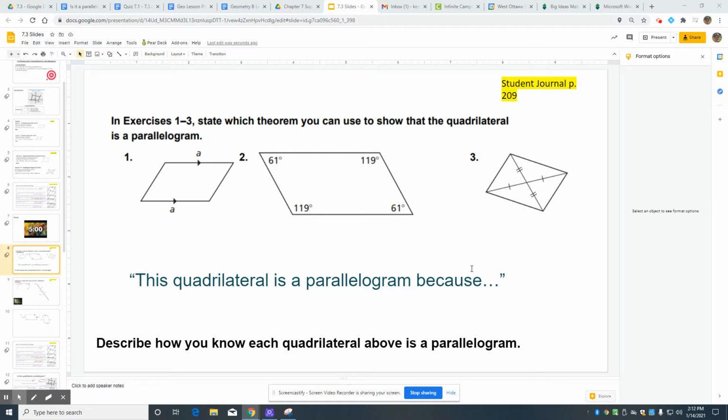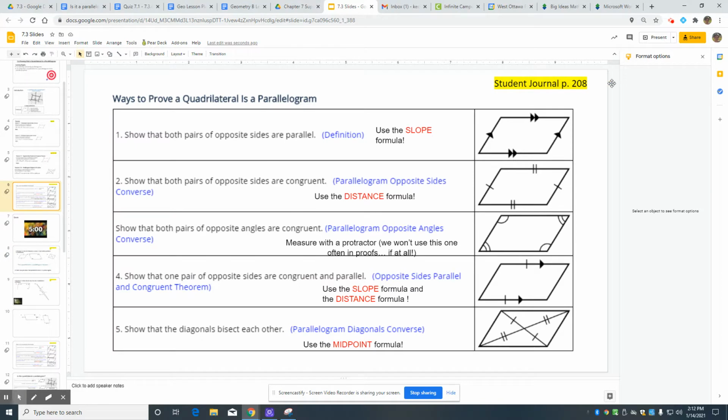In this video, we're going to be working through some extra practice examples for lesson 7.3 on page 209 in your student journal. This lesson is all about determining how we can know a quadrilateral is a parallelogram. And so I'm just going to bring your attention to this slide here. This image is on page 208 in your student journal.